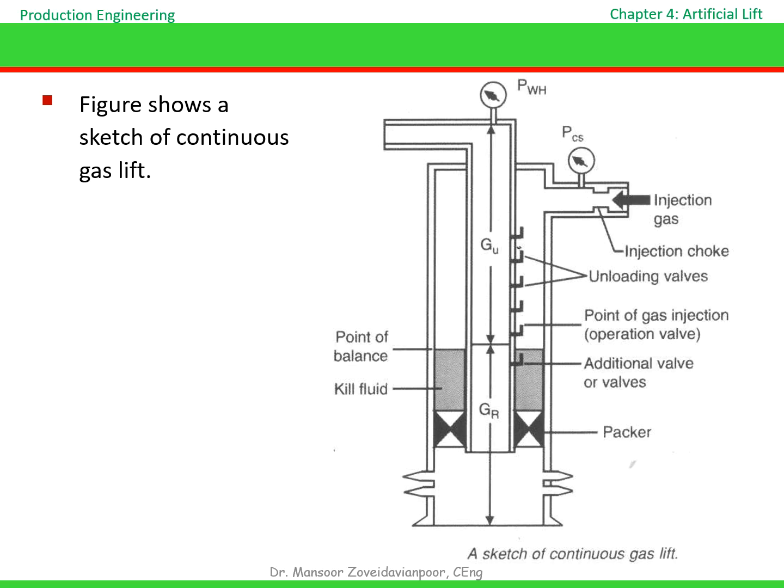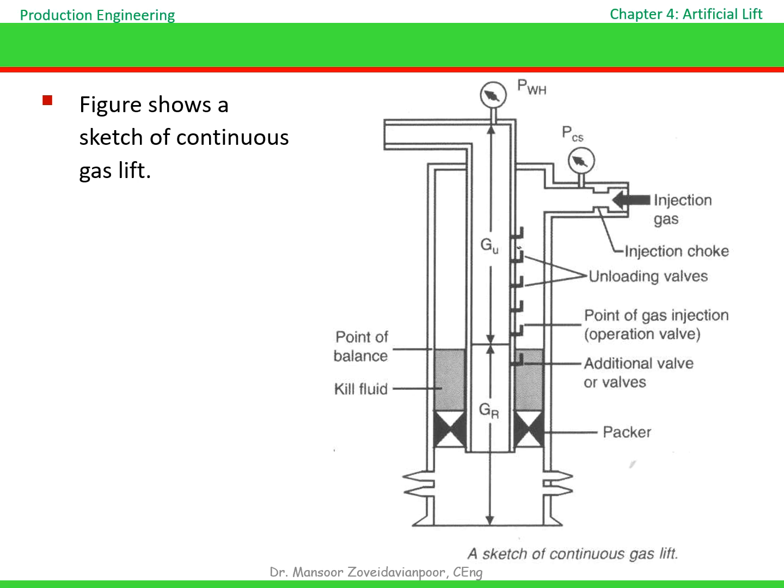2 important gradients are shown. GU, pressure gradient above the injection point. GR, pressure gradient below the injection point. You'll also notice the point of balance, which is a key design concept used later to determine the optimum injection depth. This sketch is essentially the roadmap for the design procedure we'll follow in the next few slides.